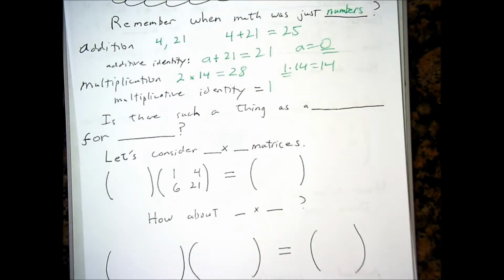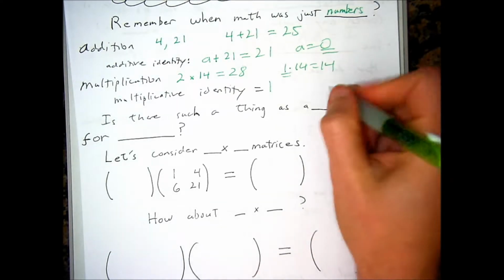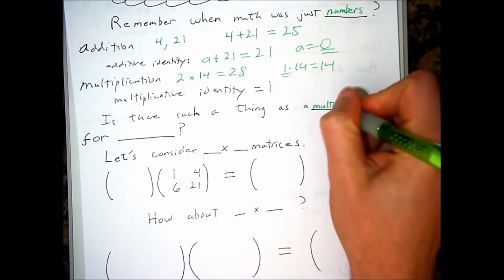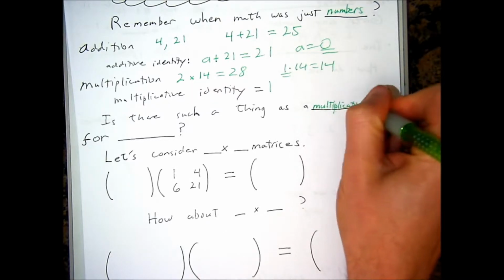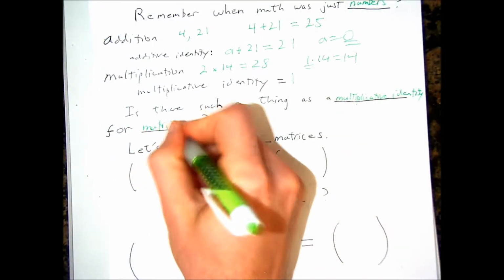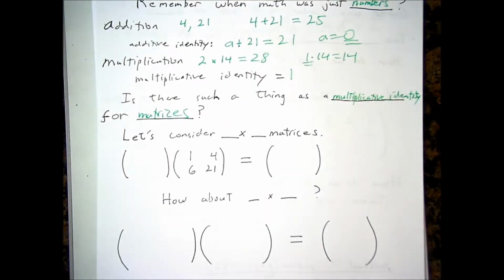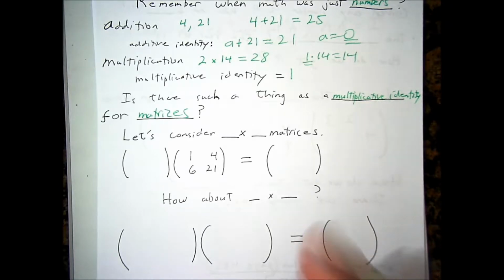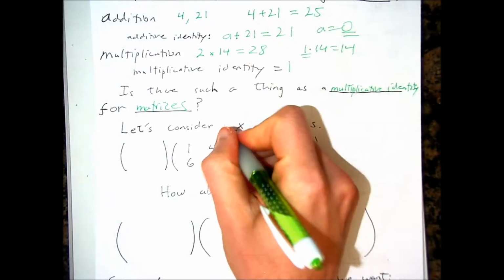Now we have matrices, and we want to know, is there such a thing as a multiplicative identity for matrices? And why do we want to know? Just trust me, it's important. It really has to do with how you solve systems of equations, and it becomes a very efficient way of looking at things, for lack of a better way of putting it. So let's consider only the n by n matrices.